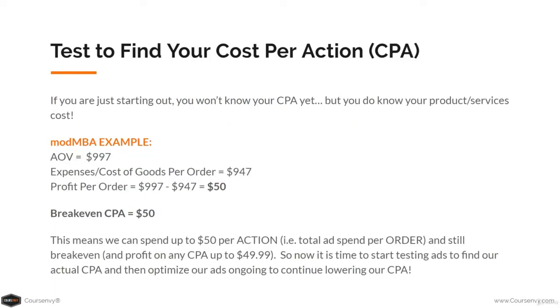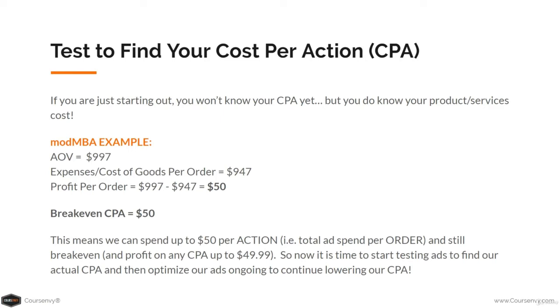So if you're just starting out, you haven't run any ads, you've never sold your product, you won't know your CPA yet. So we need to start, and we need to start testing. But at minimum, you do know your product and services cost. What does it cost to make? What are your expenses? So again, our Mod MBA example, our AOV equals $9.97, the average order value.